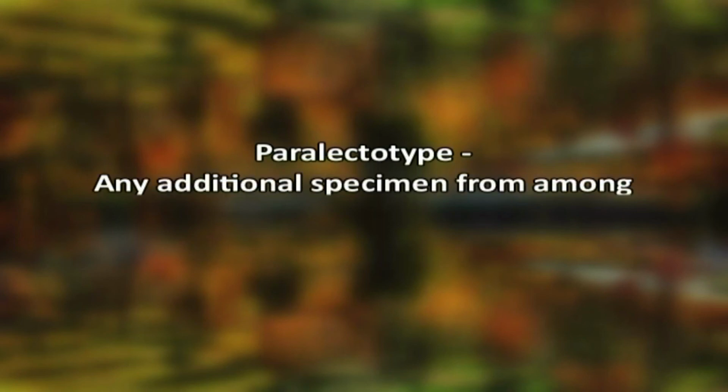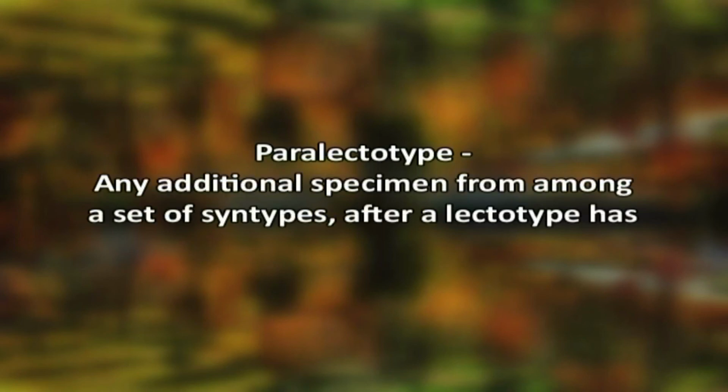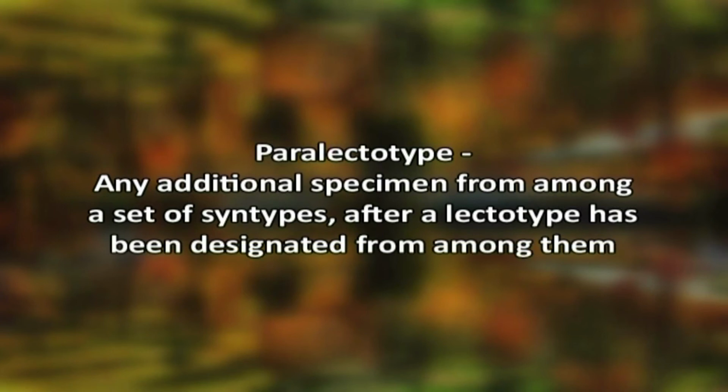Besides those already discussed, some other kinds of types have also been proposed from time to time, but they are not formally recognized in the ICBN. Some of these include para-lectotype, which is any additional specimen from among a set of syntypes after a lectotype has been designated from among them. These are not name-bearing types.